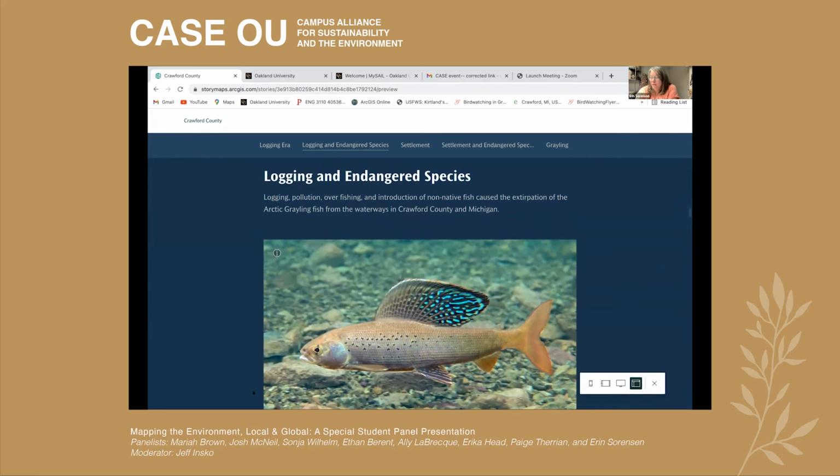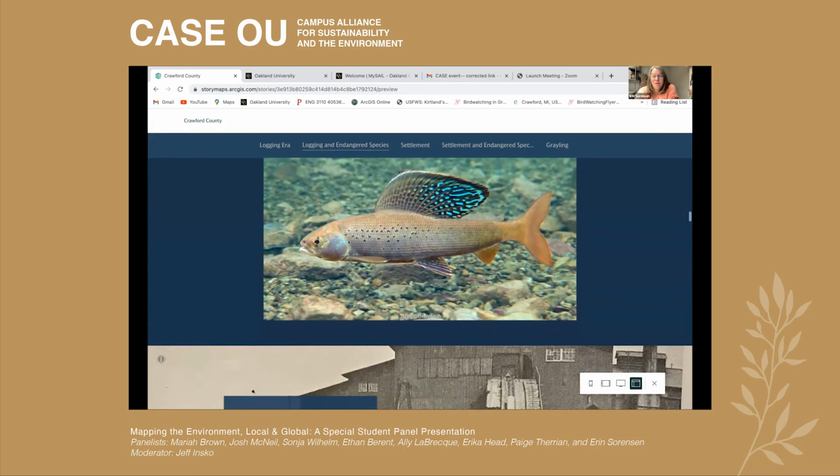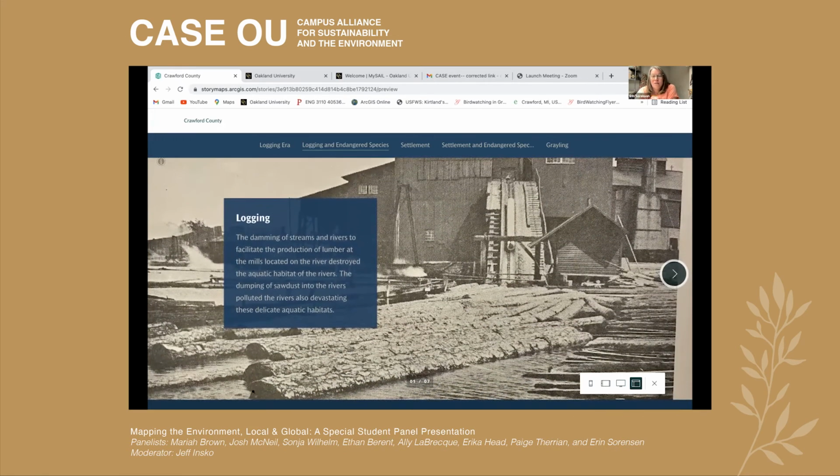So logging and pollution and overfishing and the introduction of non-native fish caused the extirpation of the Arctic grayling fish from the waterways in Crawford County. So this is the fish, an absolutely stunning fish. And this is what has been extirpated from Michigan.